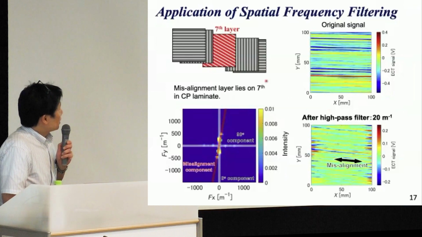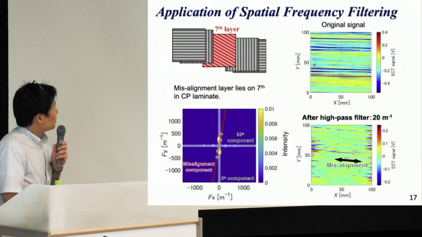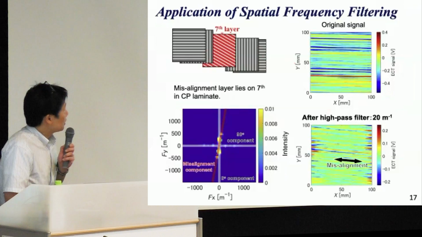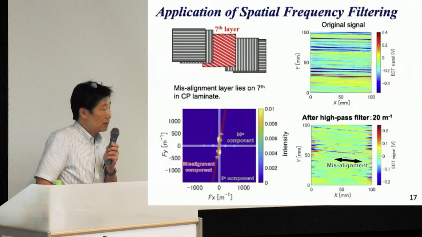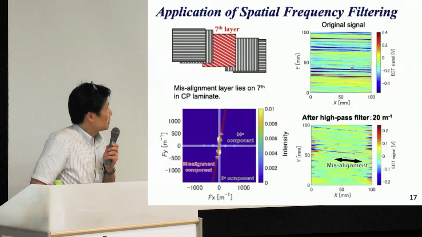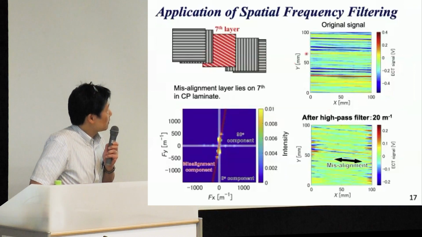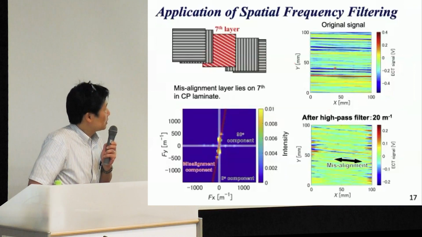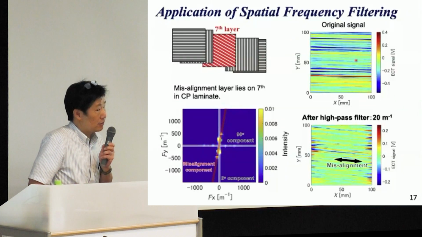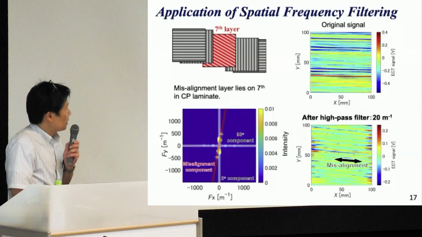So looking at the results of eddy current signal for the specimen with a misalignment layer on the 7th layer. This is the original signal. You can see that the pattern has almost 0 degree, and you can see the misalignment layer.